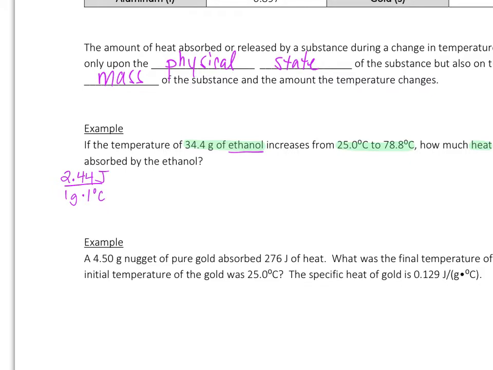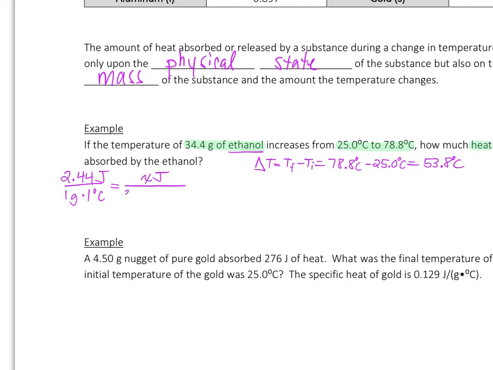Okay. We have our mass, but we can go ahead and find our change in temperature. So remember, this is going to be TF minus TI. So for us, that is 78.8 degrees Celsius minus 25.0 degrees Celsius for a difference of 53.8 degrees. Okay. Now that we have those pieces, we can set up our proportion same way as we did before with our water problems to find the amount of energy involved in that process.